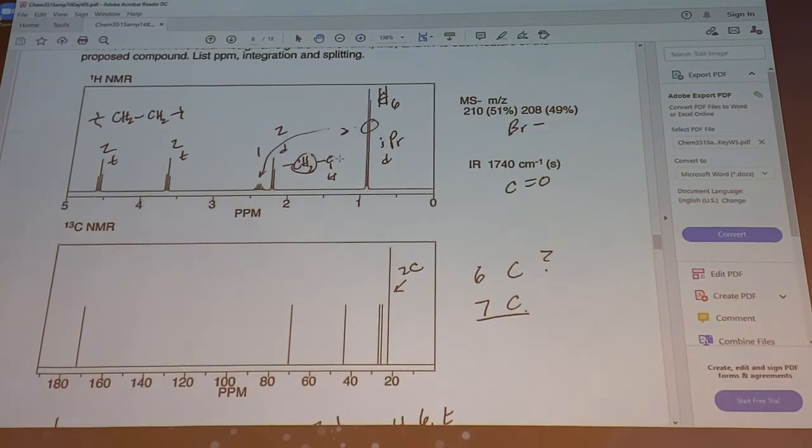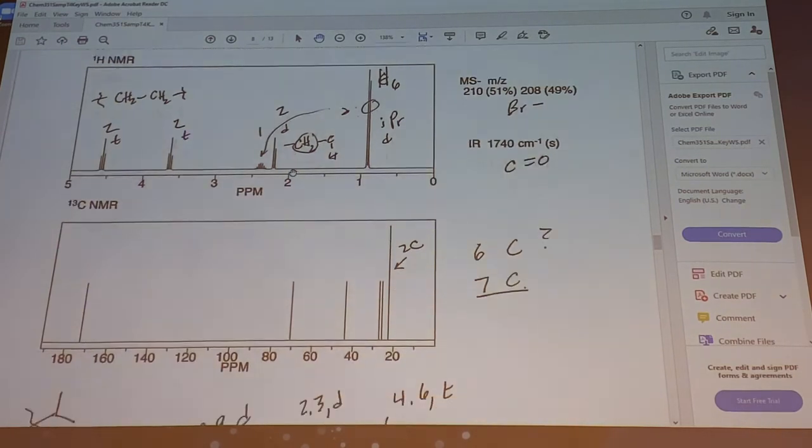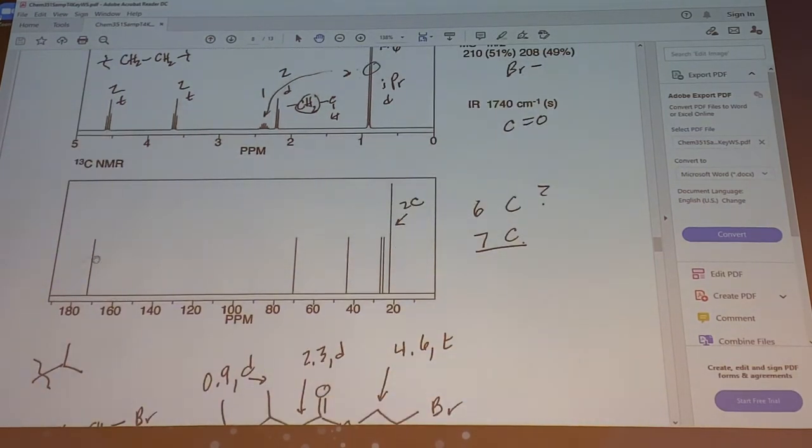Here we're not giving you the integration, though, which makes this tricky. You have to figure that out. And so it's important to go through the molecular formula there. If you come up with C7H13O2Br, you can then begin to see where some things are. The C13 is kind of deceptive too. You only have the 6 signals here.